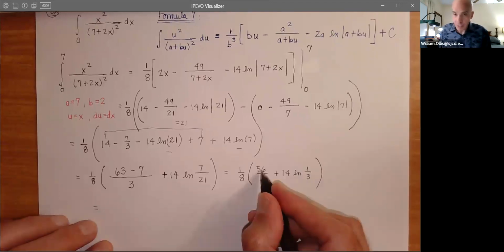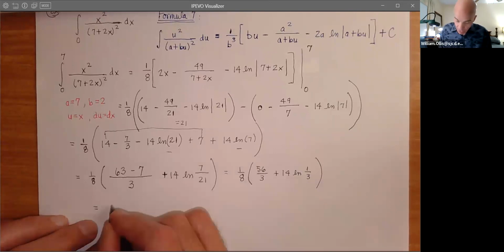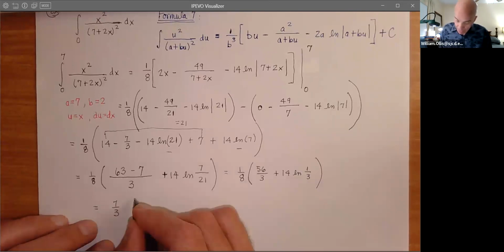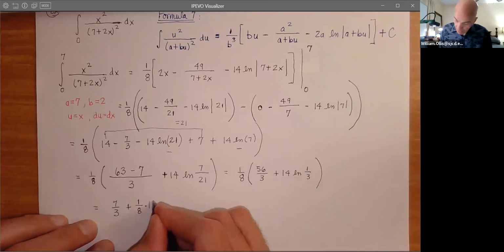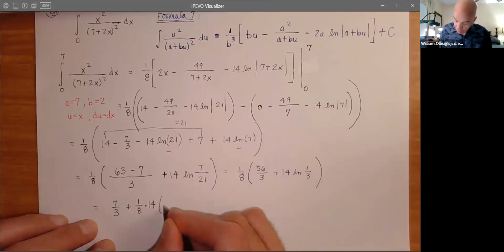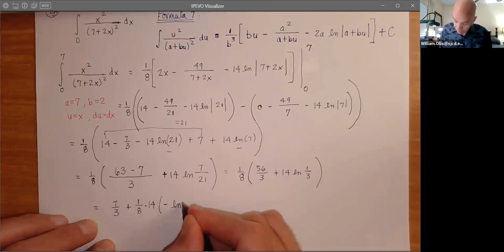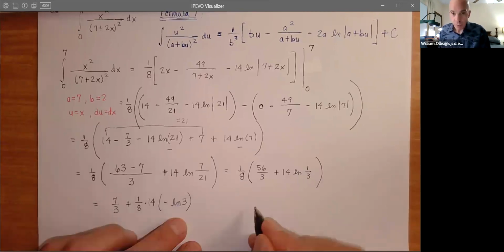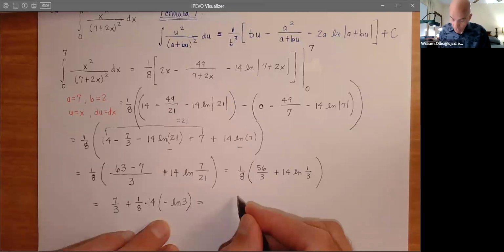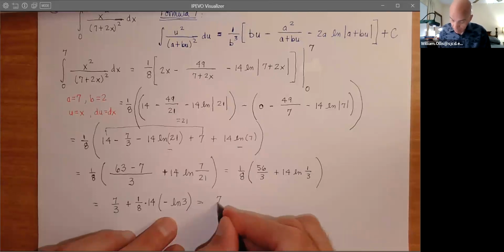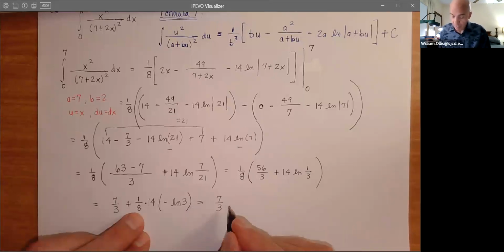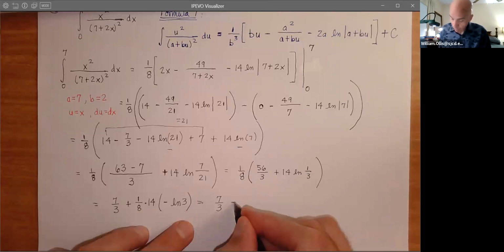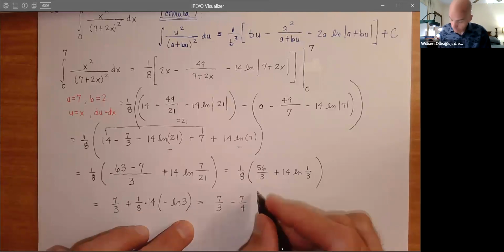Notice the 8 will divide into the 56 to give us a 7. So we get a 7/3. And then we'll have plus 1/8 times a 14. And if you will, just go ahead and write this as a negative ln of 3, log of 1/3. So now we get 7/3. And then, of course, we can divide by 2. So that'll give us a 4 and a 7. So minus 7/4 natural log of 3.